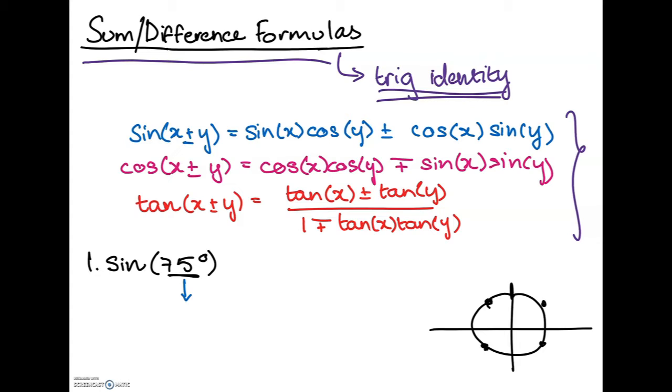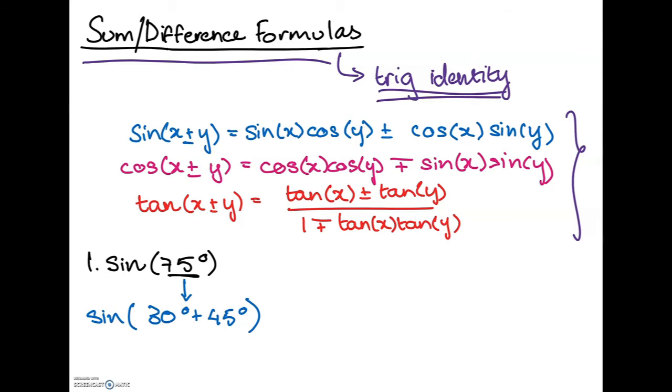If you remember the unit circle, you know that it goes 30 degrees, 45 degrees, and 60 degrees. So what are two numbers here that, if you add, you get 75? 30 and 45. So we can split this as sine of 30 degrees plus 45 degrees. It's still the same thing, because it's still sine of 75 degrees, but we're just writing it in a way that's simpler. Now let's look at the formula for sine.